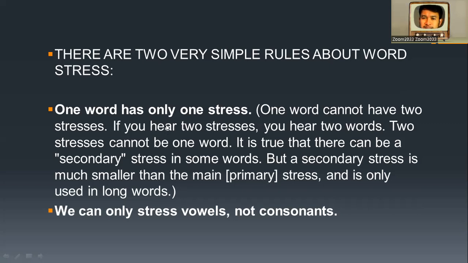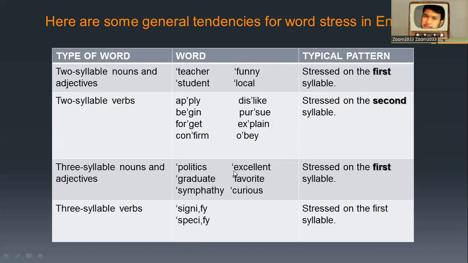It is true that there can be a secondary stress in some words, but secondary stress is much smaller than the main, or primary, stress, and it is only used in long words. We can only stress vowels, not consonants. Take a look at the example.